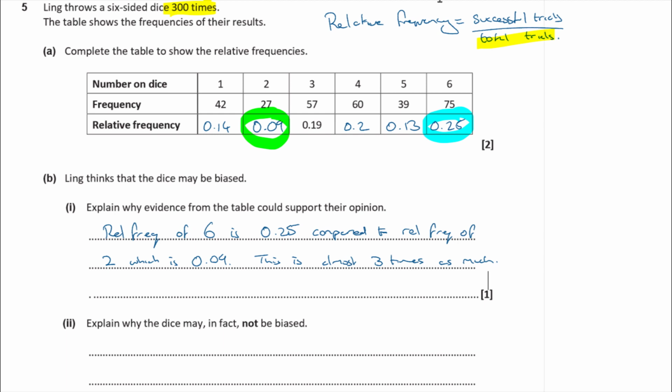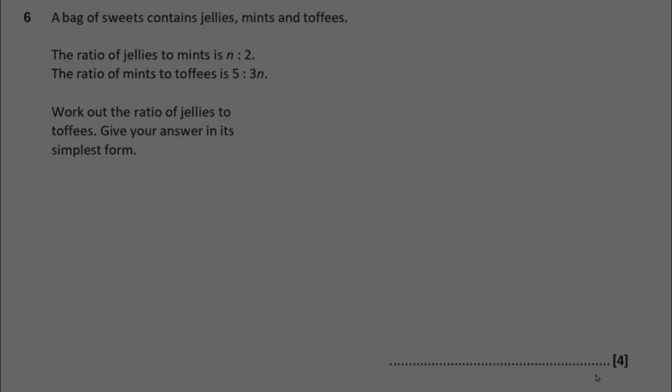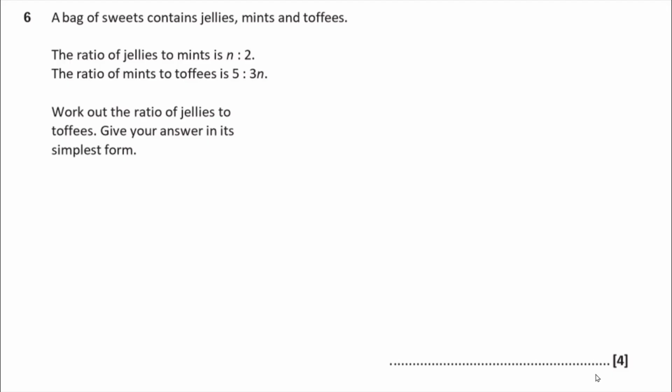Right. Then part 2 says, explain why the dice may in fact not be biased. Well, there aren't that many trials here, are there? 300, and sometimes you get a lucky run, don't you? So I'm going to say there is a small number of trials, and you should expect some variation.